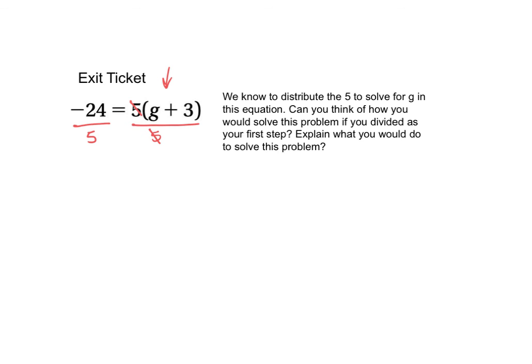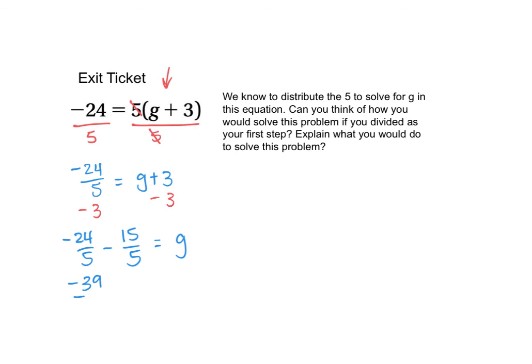After we cancel that, on our left side, it's going to be negative 24 over 5 equals g plus 3. All we have to do from here is subtract 3 from both sides. We get negative 24 over 5 minus 15 over 5, because we wanted a common denominator, equals g. This will then become negative 39 over 5 equals g, which you could also say is negative 7 4/5.